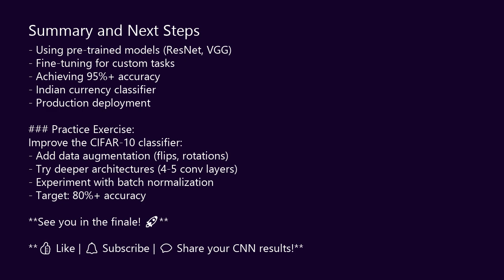In the next episode, we are taking it to the next level. Transfer learning. Instead of training from scratch, we'll use pre-trained models like ResNet that were trained on millions of images. We'll adapt them for our specific tasks. We'll achieve 95+% accuracy with just hundreds of images. This is how professionals build vision systems.